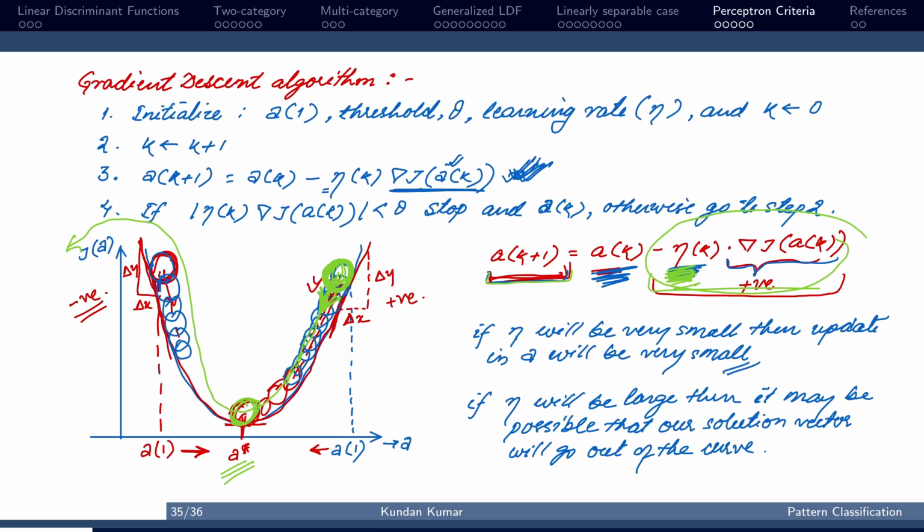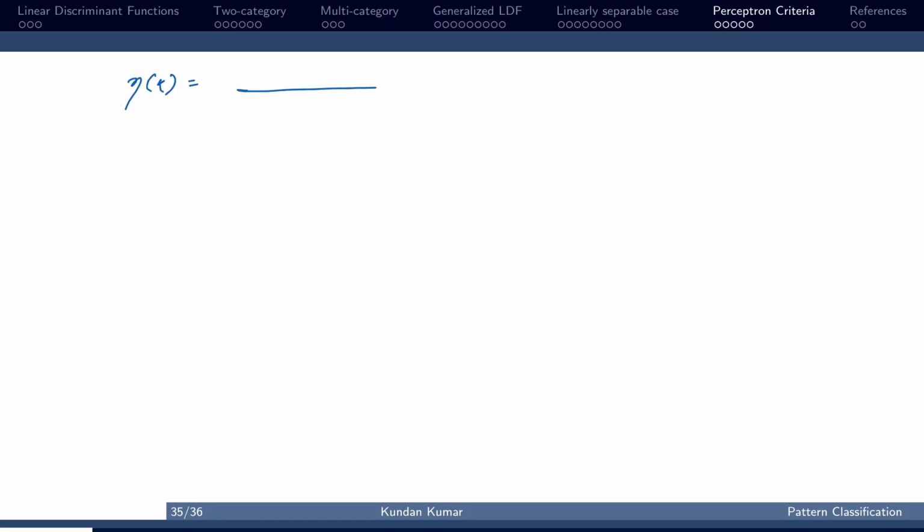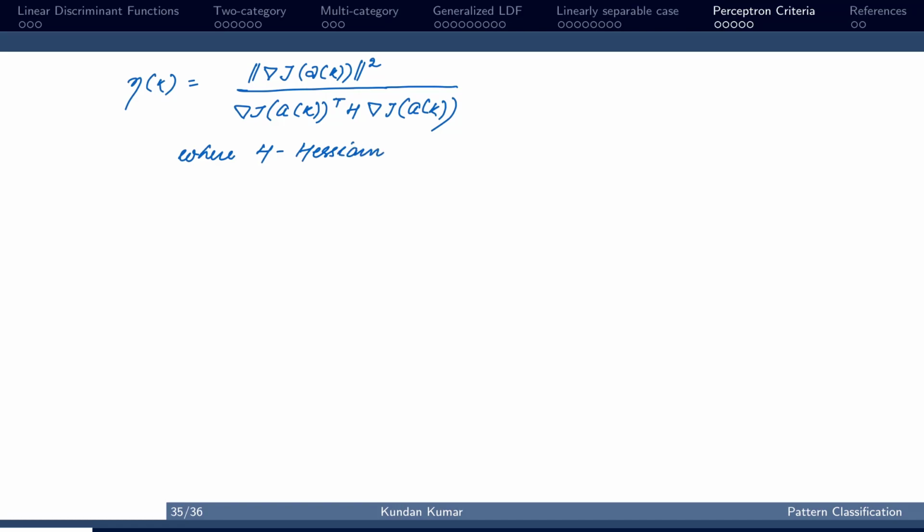However, we can define this learning rate in terms of the Hessian matrix and the criterion function, where H is the Hessian matrix at w k. Okay, and how is it defined?